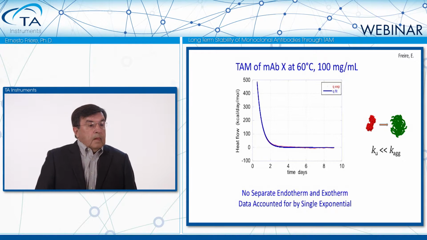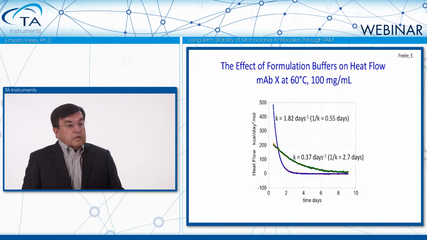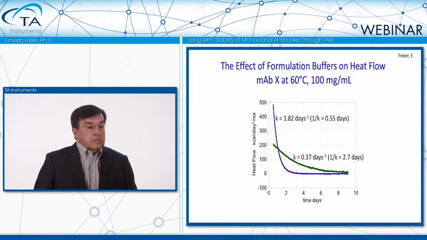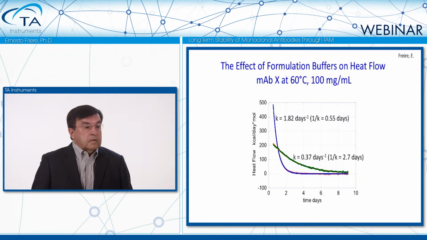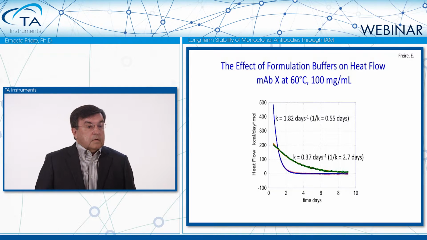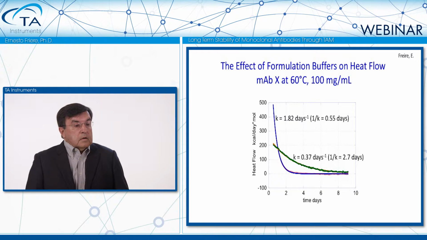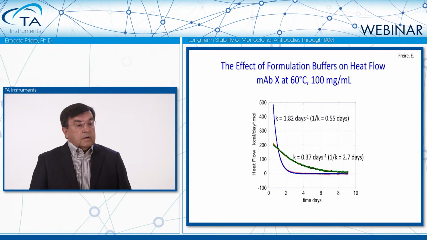Now, if we run the same experiment with different buffers and different excipients, that is, different formulation conditions, we see results like the ones shown in this graph. We have a buffer condition or formulation condition in which denaturation aggregation occurs very fast, in about half a day, at 60 degrees, and conditions in which denaturation aggregation occurs very slowly, about 3 days.